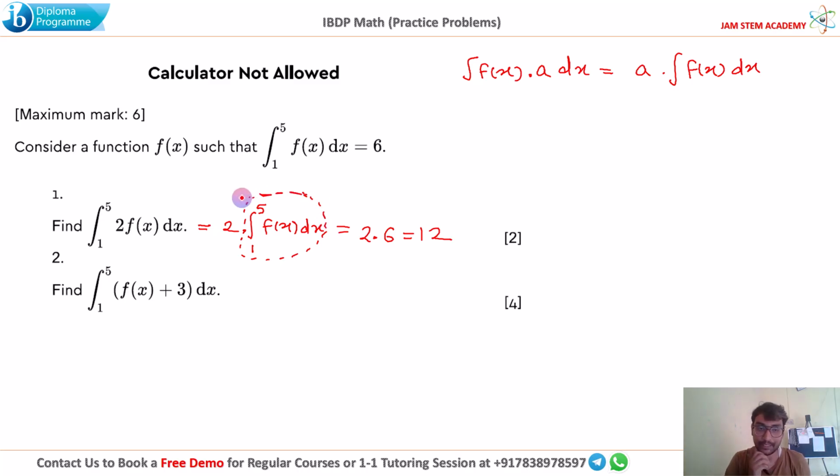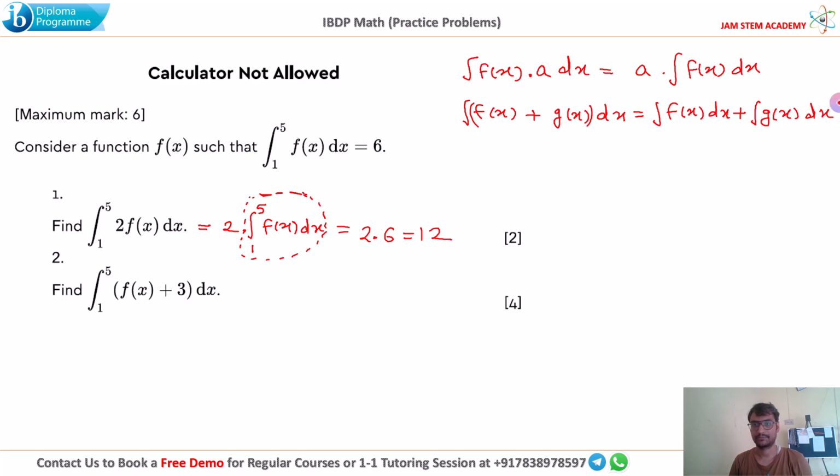Now, the second part. For the second part, if we have to integrate f(x) plus some other, let's say g(x), then you have to distribute the integral sign in the addition or subtraction to both the terms. So that gives me the integration of f(x) separately, plus or minus whatever the sign given in the problem is, that same g(x) dx. So here we have f(x) plus 3. I will distribute this integral sign to both the sides. I will get the integration from 1 to 5 of f(x) dx as well as the integration from 1 to 5 of 3 only.